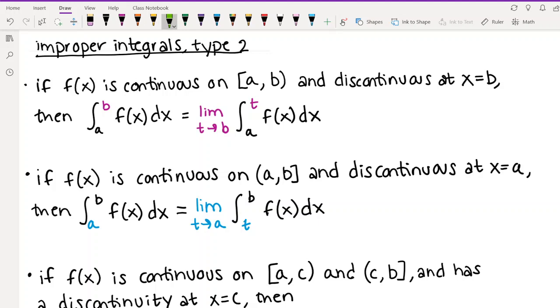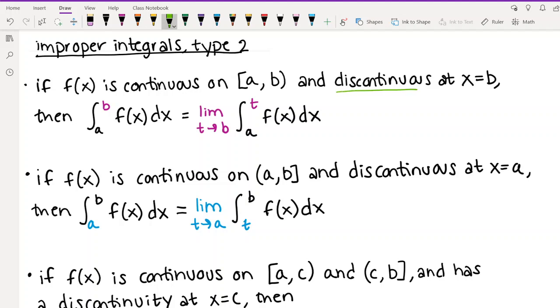Really, the example that we just did actually looked more like this one because the discontinuity was at our lower bound. But either way, it's pretty much the exact same setup. So you're just replacing whichever bound is your problematic one. You're replacing that with t, and you're taking the limit as t approaches whatever that problematic bound is.